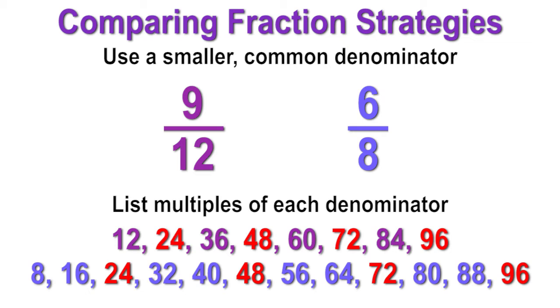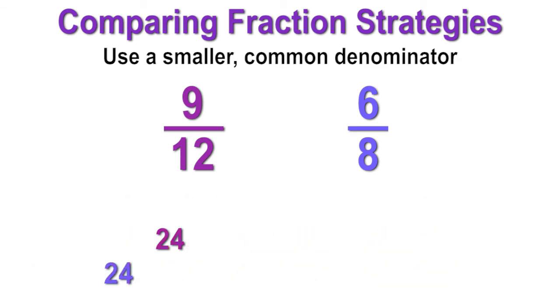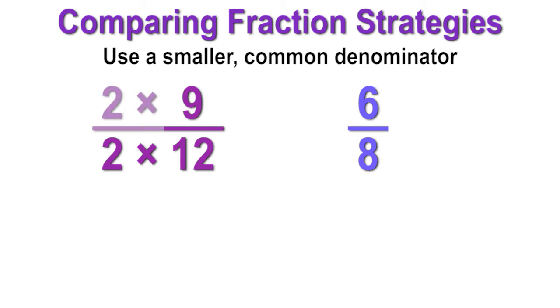We could use any of these multiples as common denominators. However, let's choose the smallest common multiple, 24. Using a smaller multiple will make computations easier. Let's begin with 9/12. We need to first find out what to multiply 12 by to get 24 as the denominator. 12 times 2 is 24, and we will need to multiply the numerator by the same number. This gives us the equivalent fraction of 18 over 24.